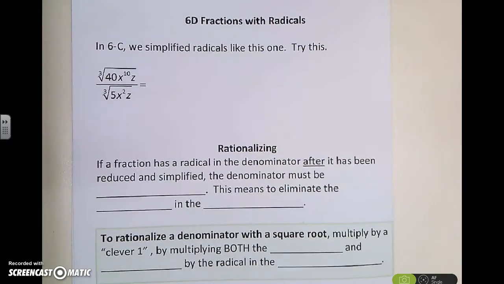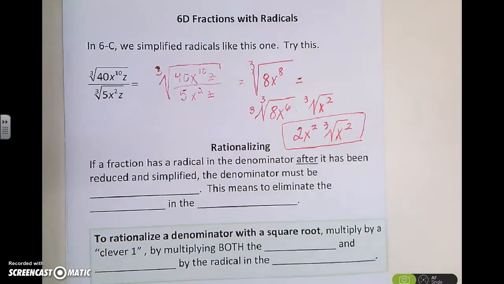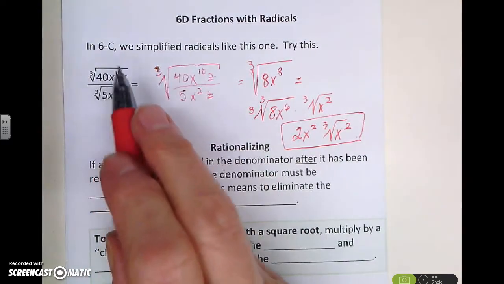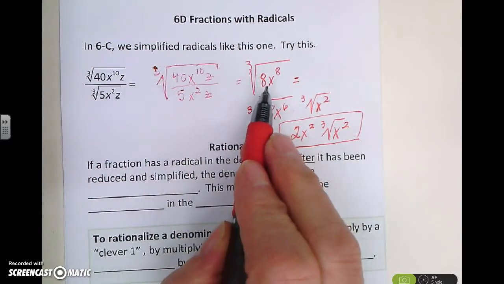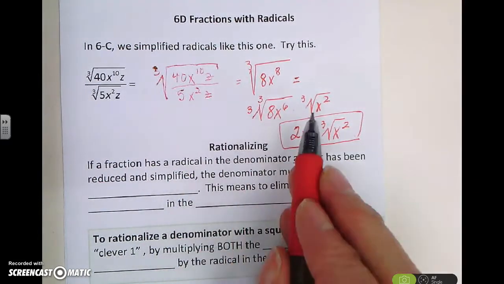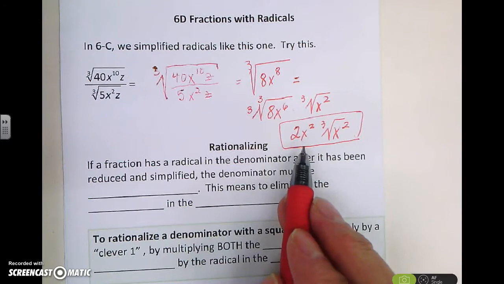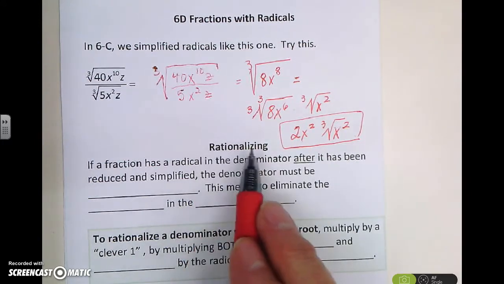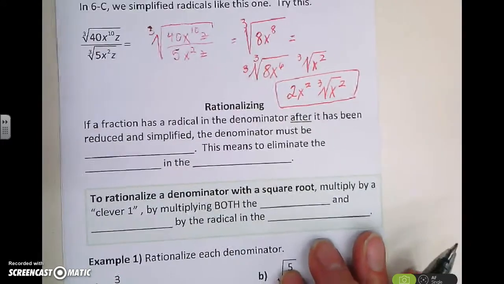So remember, we're actively working through these notes. So stop it and try. And here's the answer. We grouped the two radicals together, reduced the fraction, and then simplified it to get our answer. So this next section is over what's called rationalizing.